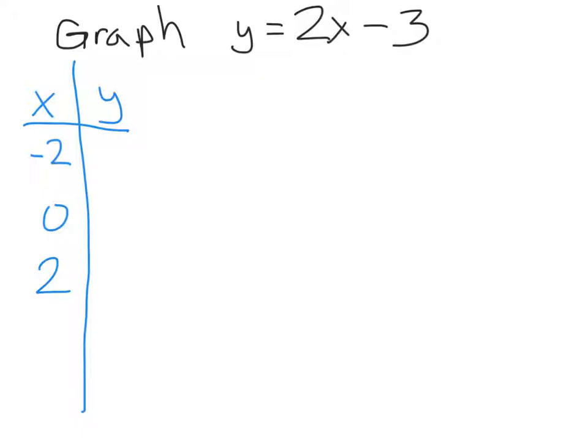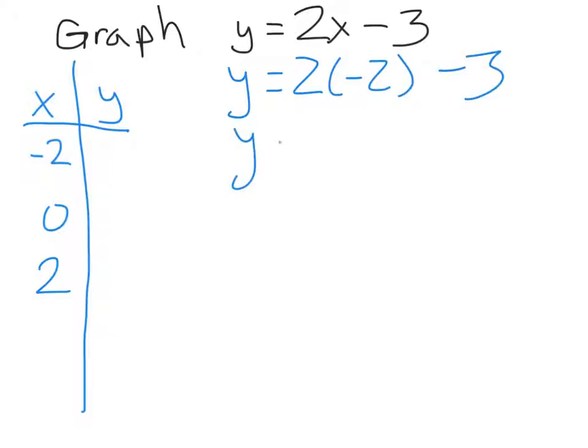So we're going to start with negative 2. We're going to plug in negative 2 for x, and then we're going to solve for y. Now y equals 2 times negative 2, which is negative 4, and negative 4 minus 3 is negative 7. So for our first point, we figured out that when x is negative 2, y is negative 7.